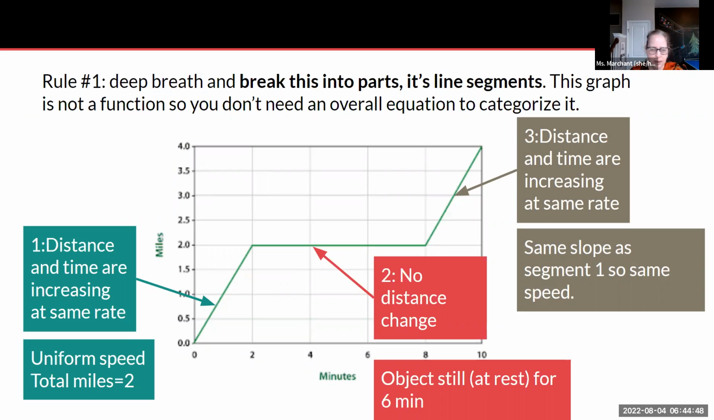So this could be you going on the highway, and then you stopped at a restaurant to get some food and some coffee before you continued on your trip. So we're going further and further away from our origin. We went a total of 4 miles for this graph, and it took a total of 10 minutes, but only 4 of those minutes were in motion. So that's how you want to break down all these graphs: just look at each part carefully.